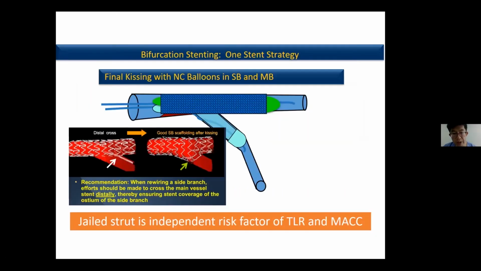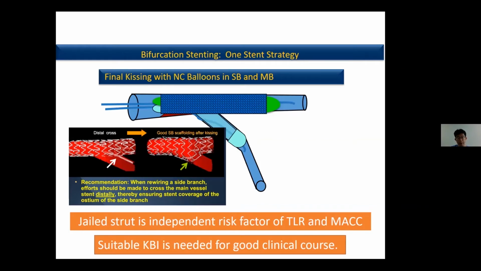So the bifurcation stage in the one stent strategy finally is kissing with an NC balloon inside the branch or main branch, because of good position and good scaffolding of the circumflex. And the J strut is an independent risk factor of TLR. And suitable KBI is needed for good clinical course.